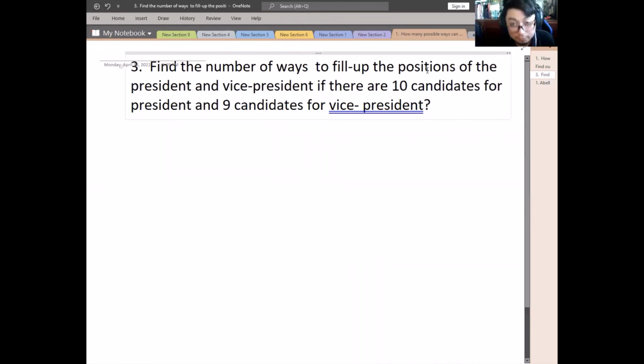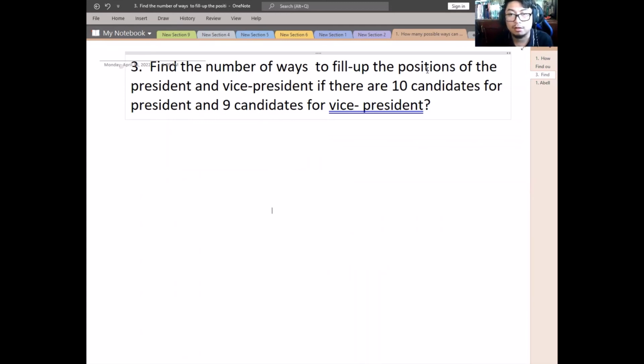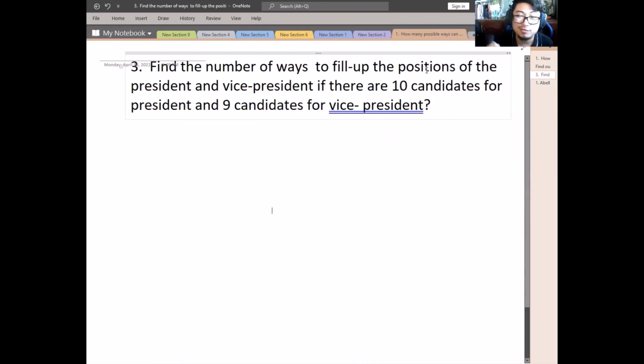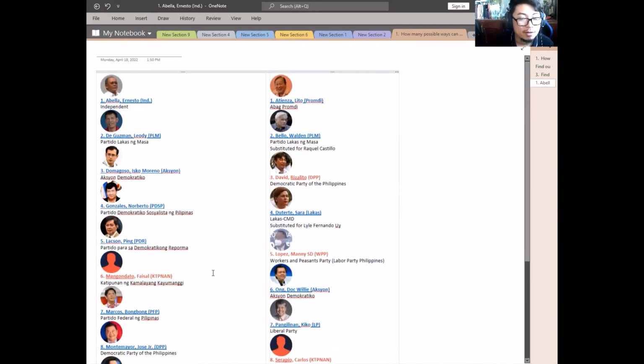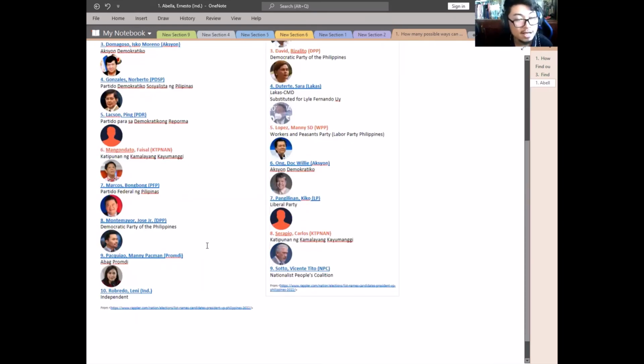Find the number of ways to fill up the positions of president and vice president. There are 10 candidates for president and 9 candidates for vice president. So it is like problem number 1, but now there are more. I put it in a current event, the Philippine election 2022. So here is the data: for the president, we have 10, and for the vice president, we have 9.